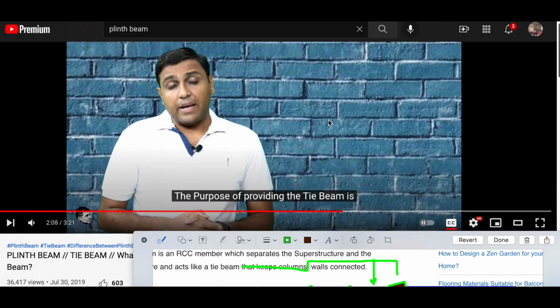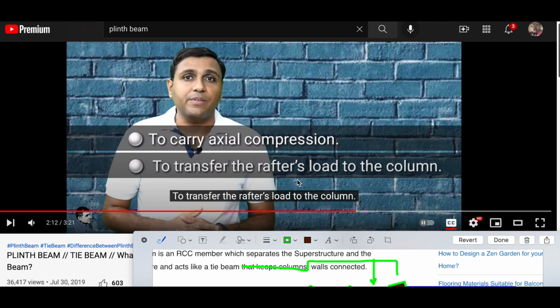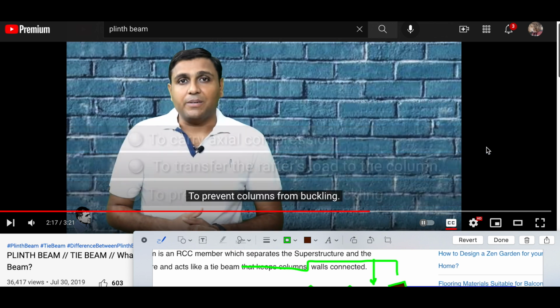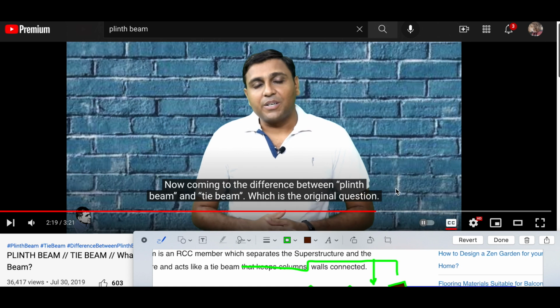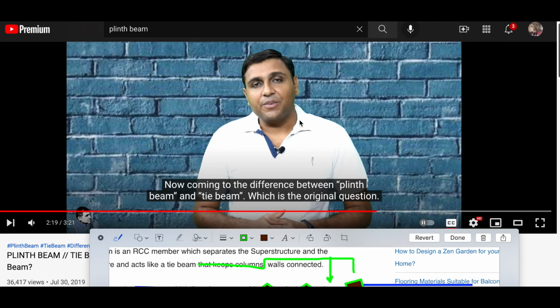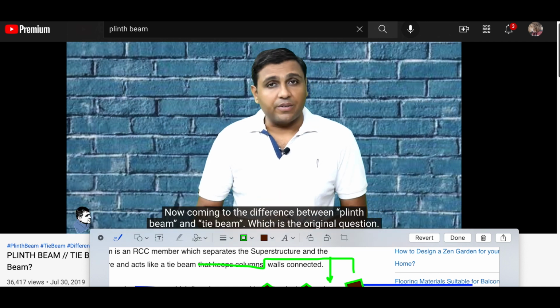The purpose of providing the tie beam is to carry axial compression, to transfer the rafters' load to the column, and to prevent columns from buckling. Now coming to the buckling, to prevent them from buckling is what he's referencing, is this. This keeps it from buckling. If I move it away, I get a higher height. Put it back here and there. We're talking about the slenderness factor, and as the other guy said, the ratio. The difference between plinth beam and the tie beam, which is the original question.